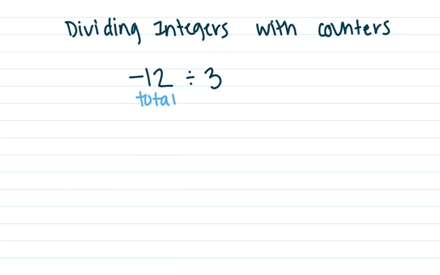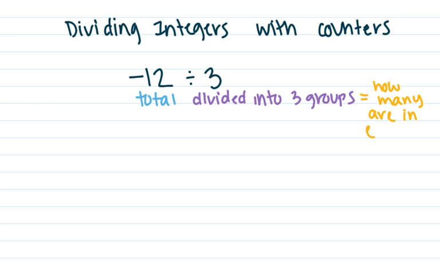So what we're doing right here is we are dividing this 12 into 3 groups. And our answer here that we're going to get in just a moment is going to be how many are in each group. So we have our total. We're dividing that total up into 3 groups. And our answer is going to be how many are in each group.